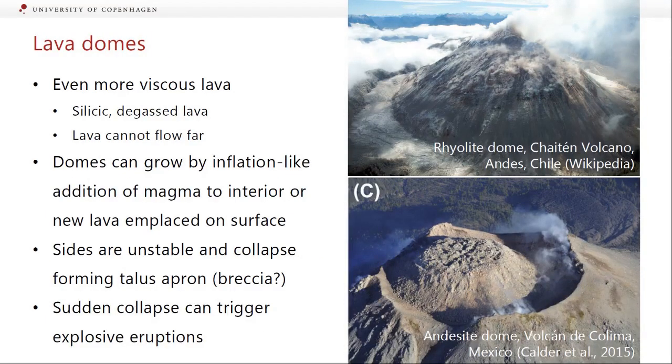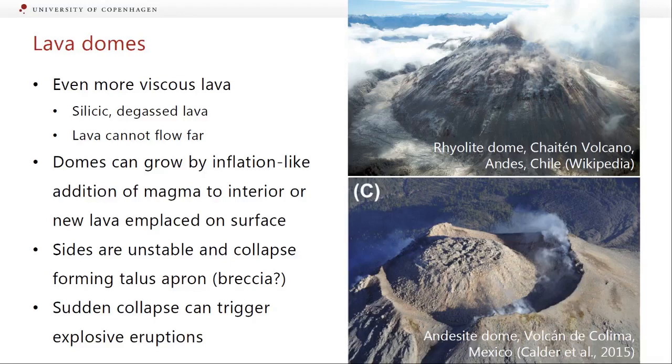At the extreme end, if we have even more viscous lava, then we get lava domes. These are typically composed of silicic but degassed lava. The degassing part is important when we talk about explosive eruptions later. But basically, under these conditions, the lava can't flow far. So it's not erupting and then flowing downhill as a flow. It's basically just growing in place like a big pimple of silicic lava.